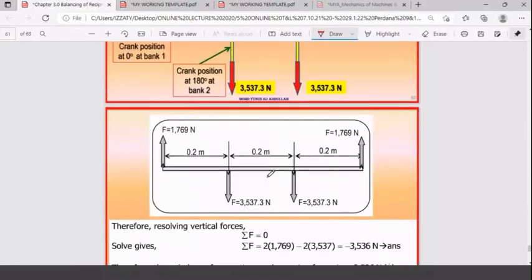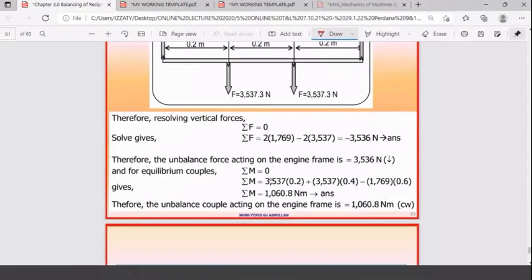This one, you have the force equal to 3.5, and the unbalanced force acting on the engine frame is 3.56 pointing downward. Negative, this one pointing downward. So it is pointing downward. What does it mean here? You have to do something about it by creating or constructing the crank which is pointing upwards. Isn't it?